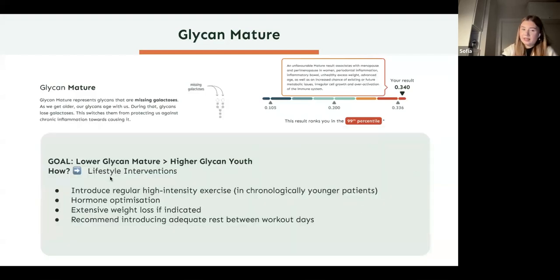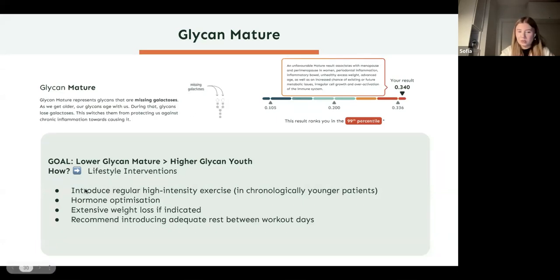In terms of glycan mature, what we would do is introduce the following lifestyle interventions, and it says here. So we want a lower glycan mature and a higher glycan youth. This is our goal. We want to tip the scales in favor of glycan youth. I hope that makes sense. Please do ask questions if this is not clear.